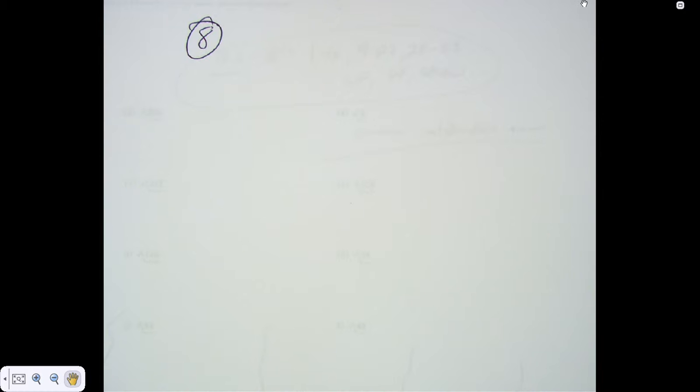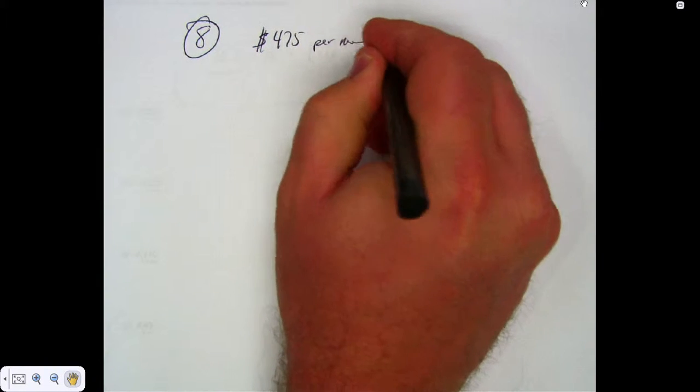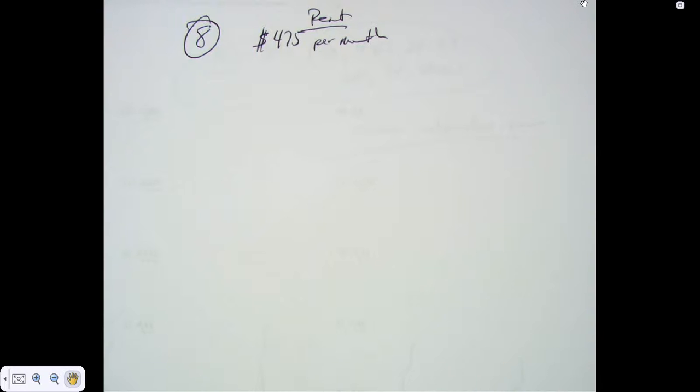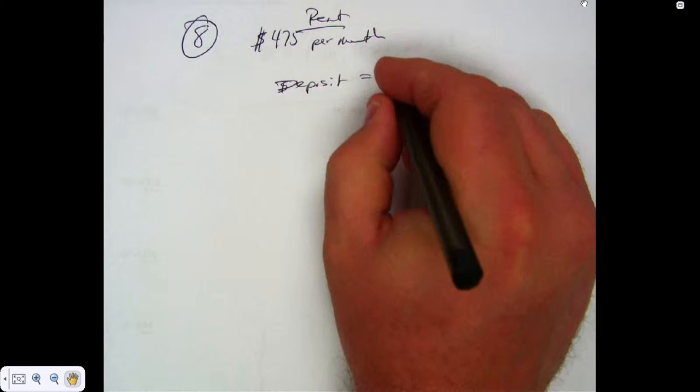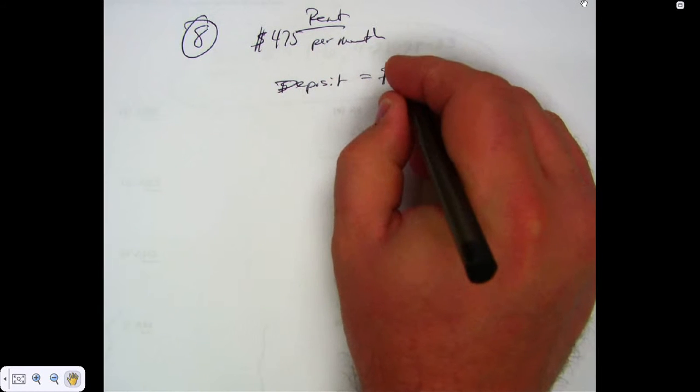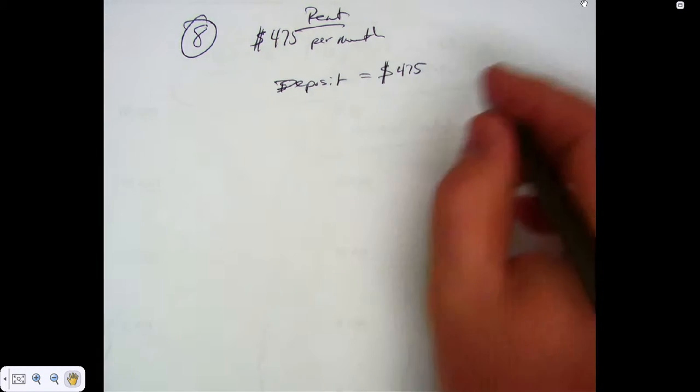Freeze this. Okay, number 8. Number 8 says, Wilfred and Fiona plan to rent an apartment for $475 a month. And that's their rent. Security deposit is 1 month's rent. So the deposit is what? Tell me. $475. They estimate annual expenses will be insurance, $220.